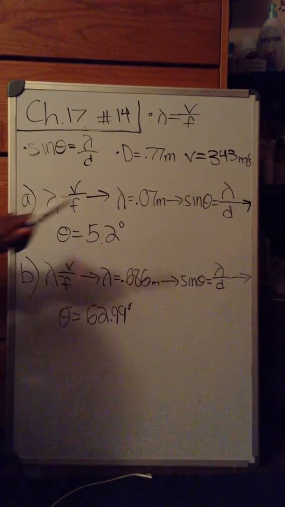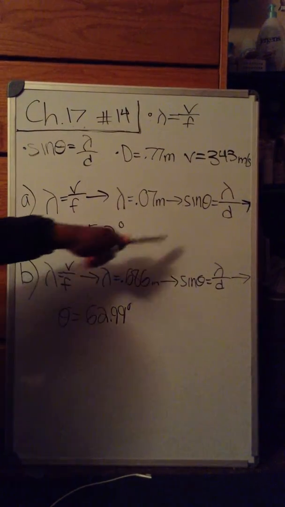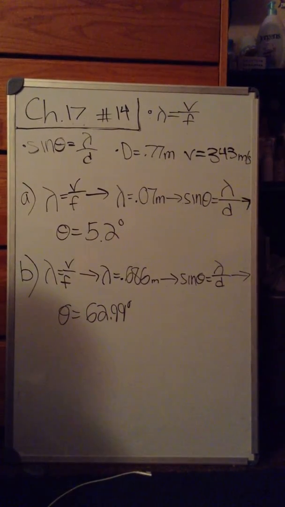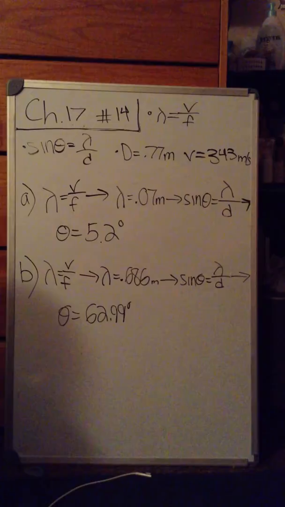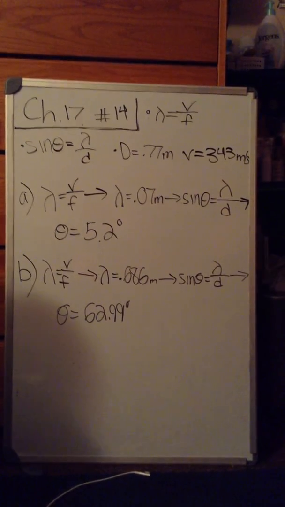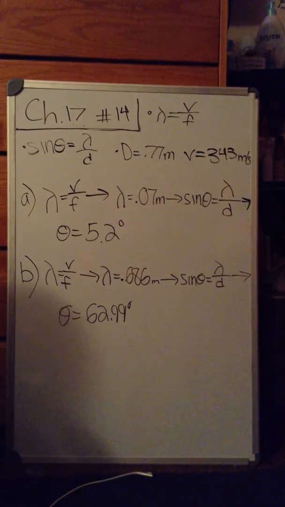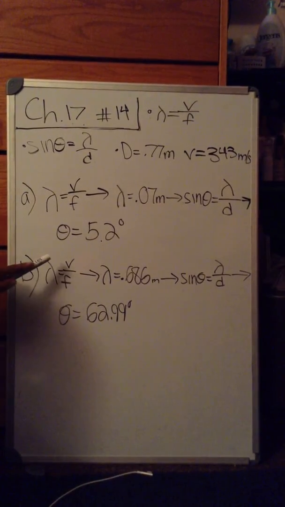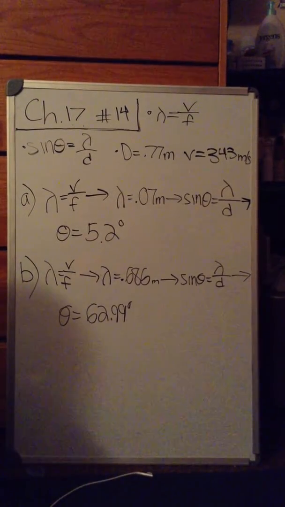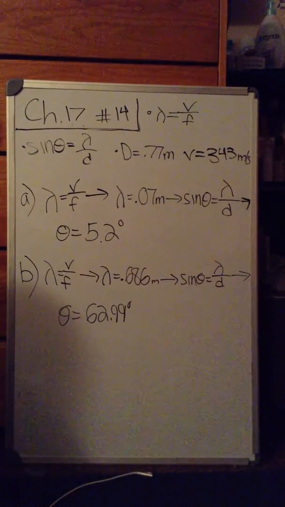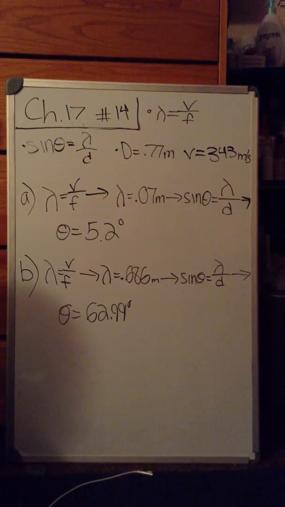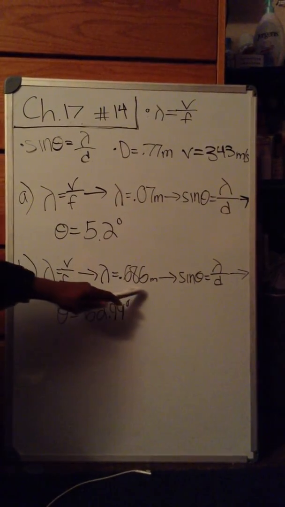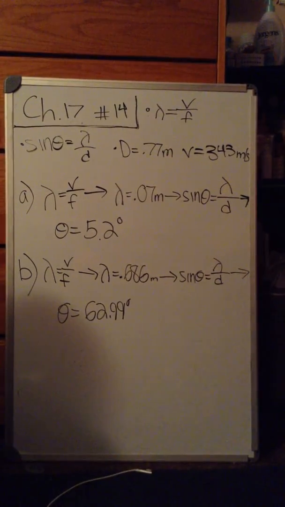So once we calculate our wavelength, we simply plug it into our equation there, and we obtain the value for theta of 5.2 degrees. And in part B, we do the same process, whereas we solve for our wavelength by dividing the velocity, which is the same, by our second frequency, which is 500 hertz, and we get our wavelength to be 0.686 meters. And we do the same thing as above.